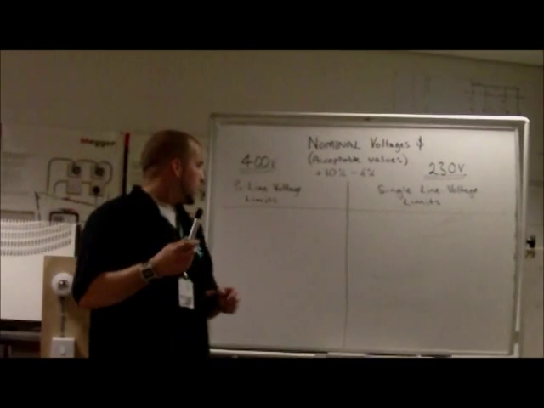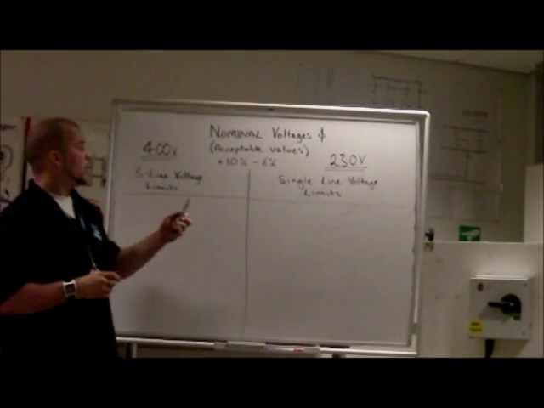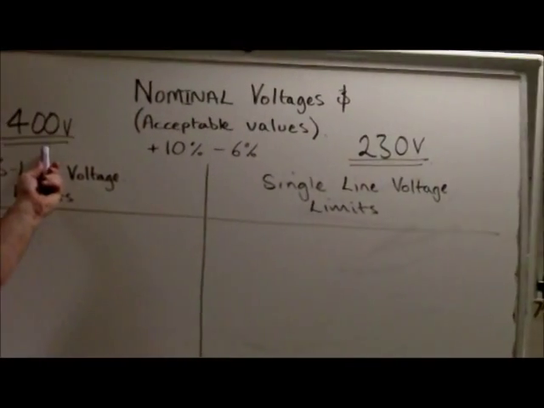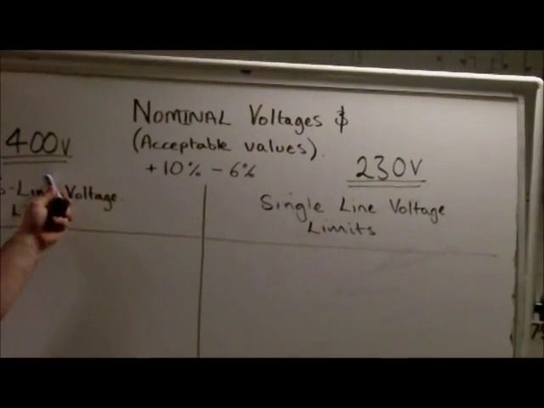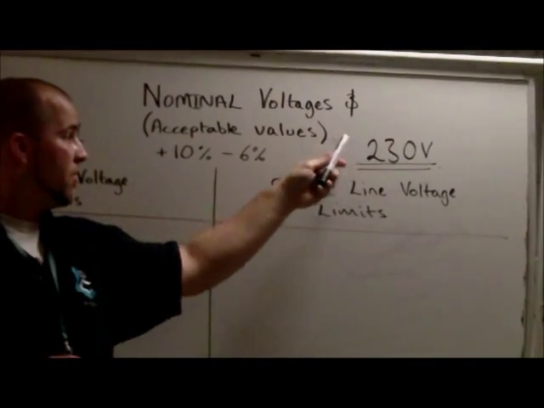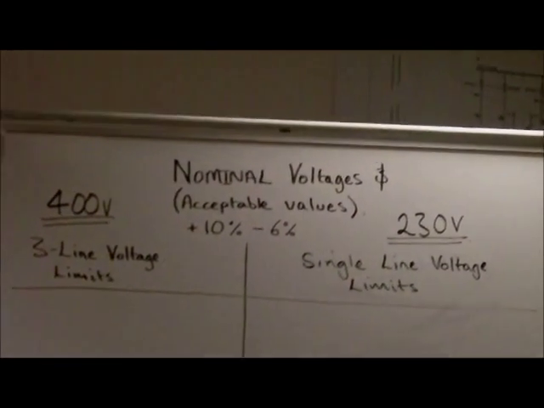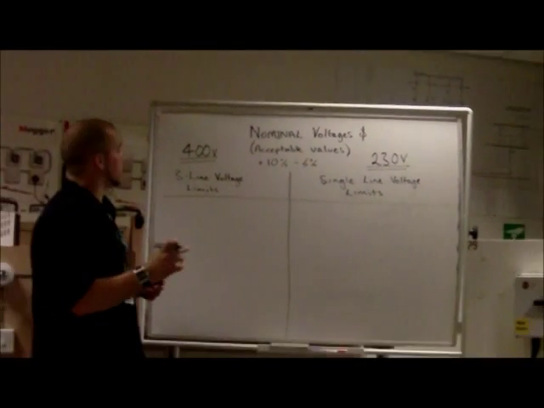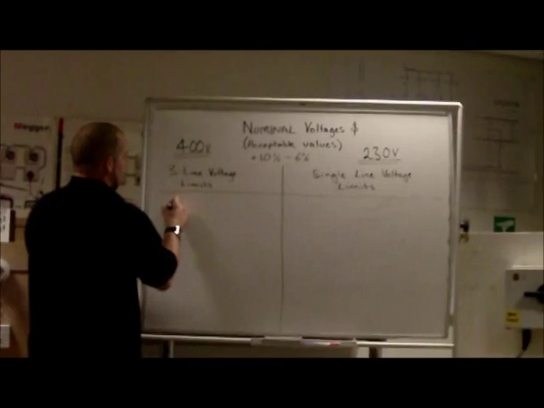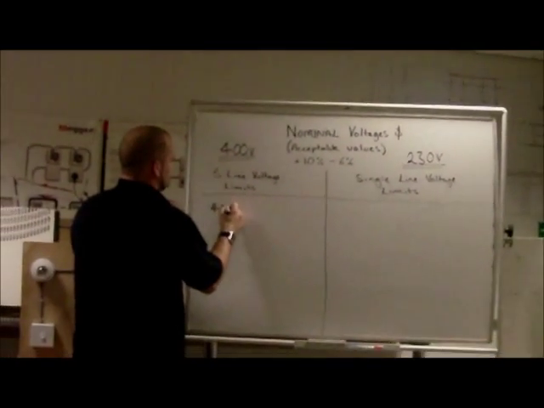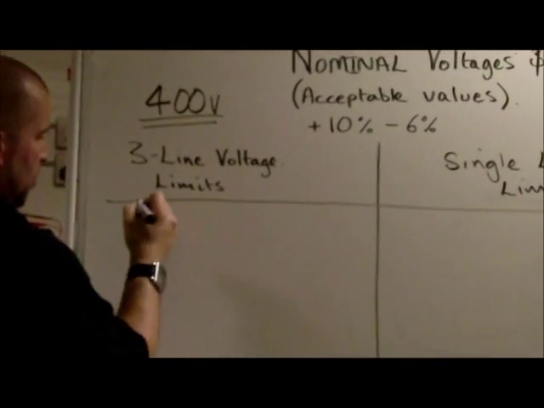What we're doing now is looking at the calculations to know what the limits are. Plus 10% of 400, minus 6% of 400. Also plus 10% of 230 and minus 6% of 230. We'll go through the long-winded process and then I'll show you a quicker way to do it. So if we get 400, we're looking at the upper limit now.